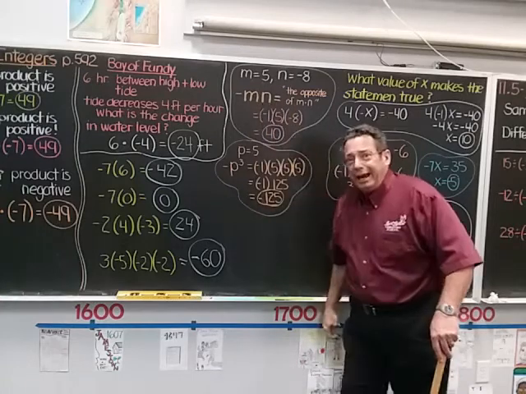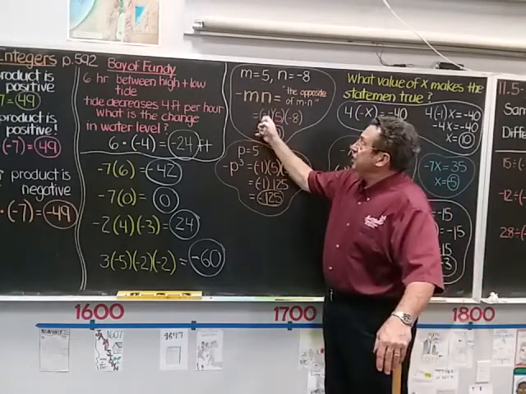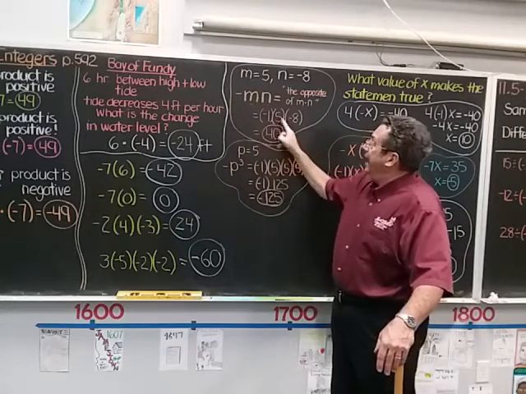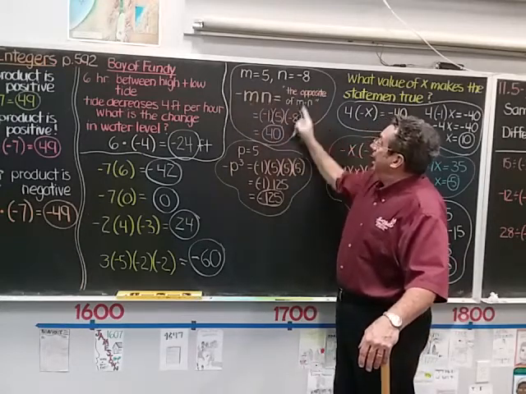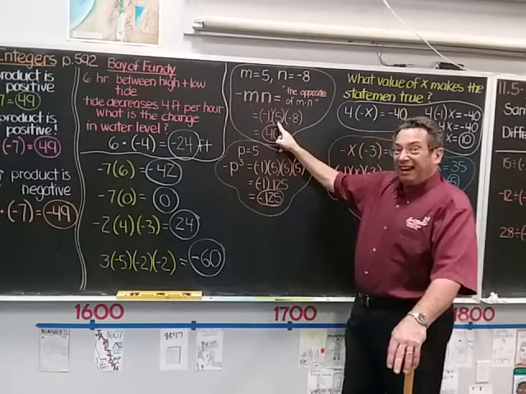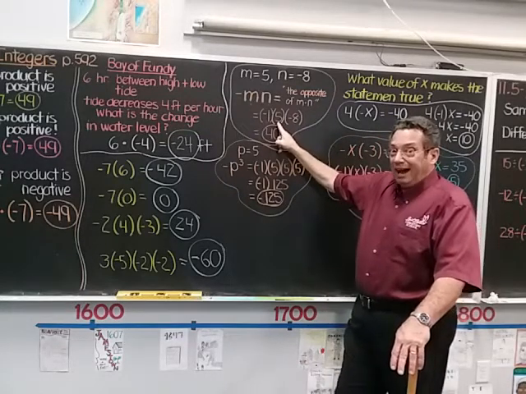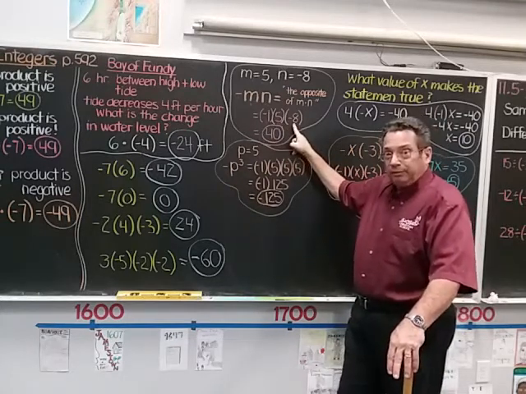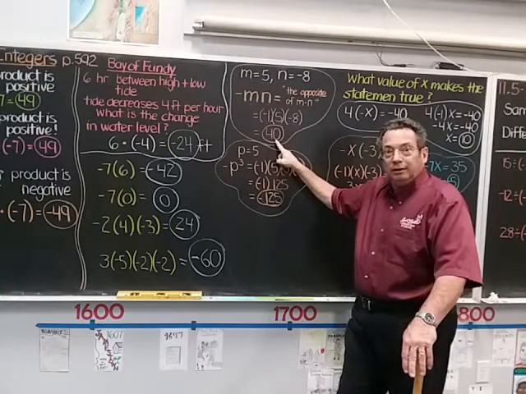Here's another way to write it. You could say this negative sign represents negative 1 times whatever m is, 5, and n is negative 8. So I'm going to go negative 1 times 5, and negative 1 times 5 is a negative 5. Negative 5 times negative 8 is a positive 40.